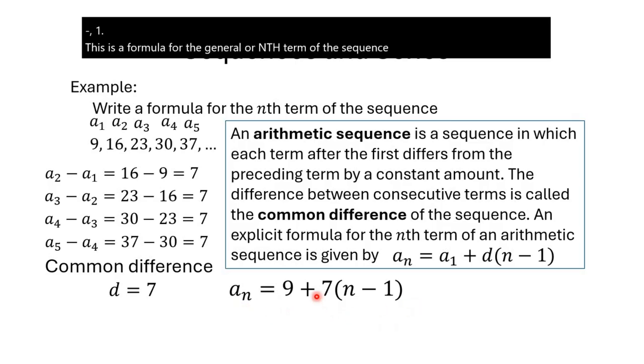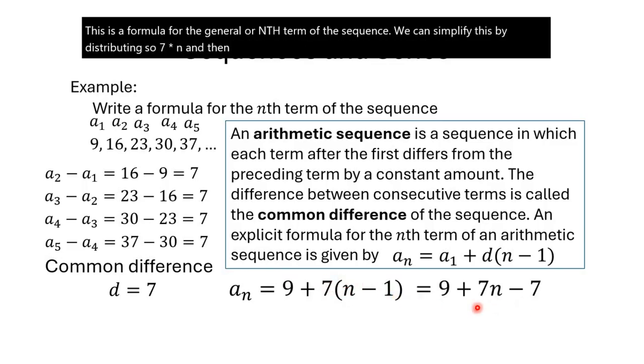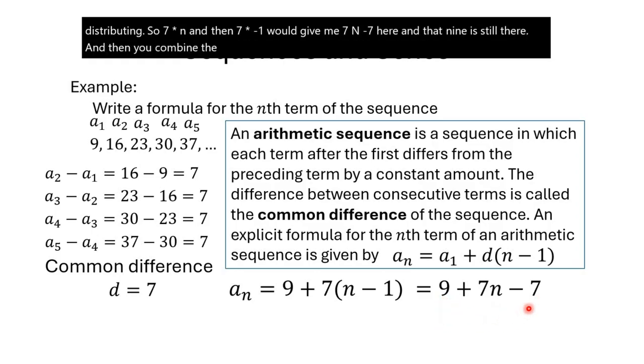We can simplify this by distributing, so 7 times n, and then 7 times negative 1 would give me 7n minus 7 here, and that 9 is still there. And then you combine the like terms, the 9 minus the 7 would give me an equals 7n plus 2.